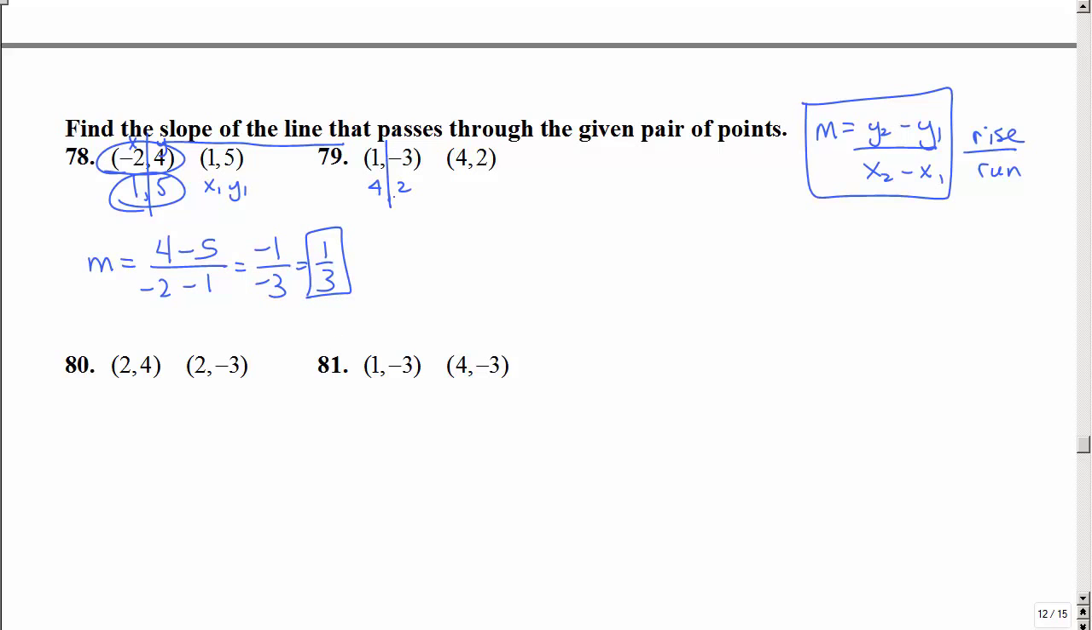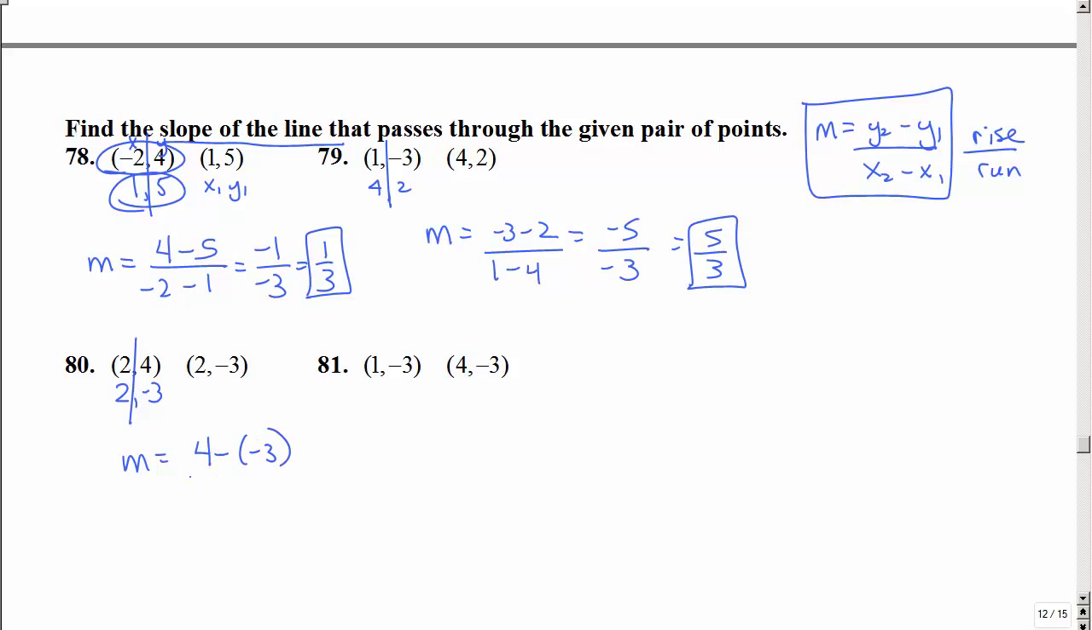Here I'm going to put them underneath each other. I'm going to subtract. A negative over negative is a positive again. That doesn't always happen, so just be careful of your signs. Here, line them up: 4 minus a negative 3 over 2 minus 2. So I have 7 over 0. That is undefined.